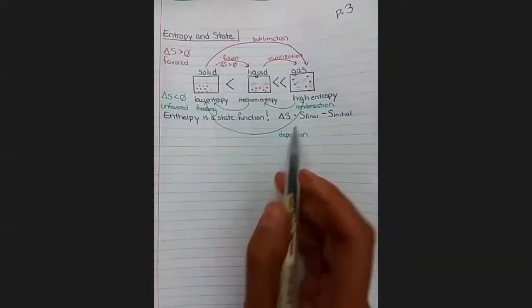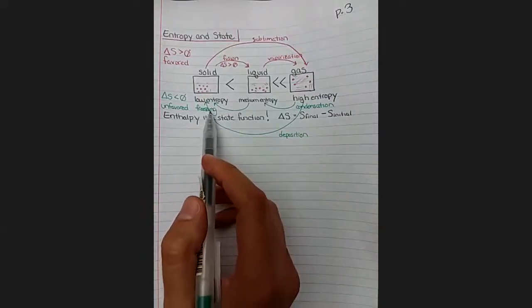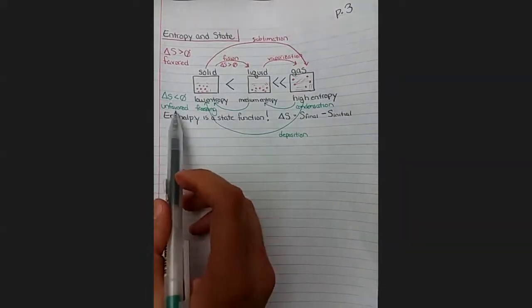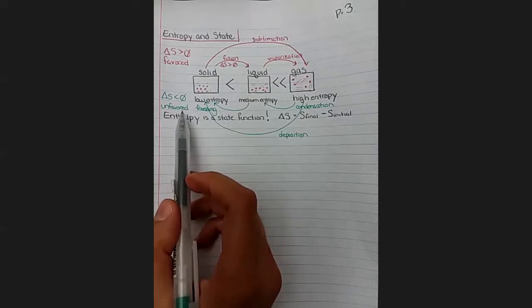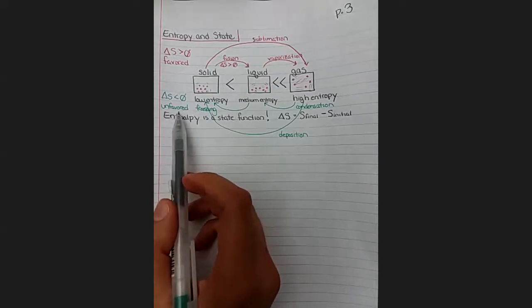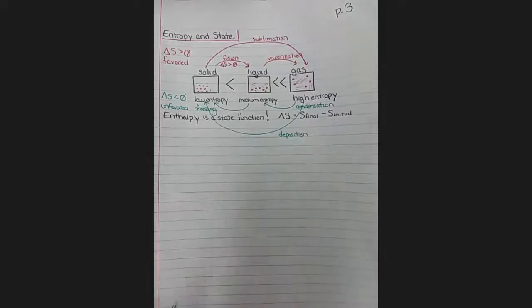So processes that increase the order, like cleaning your room, require energy input. That is the unfavorable direction. It is more difficult to clean your room than to completely mess it up.